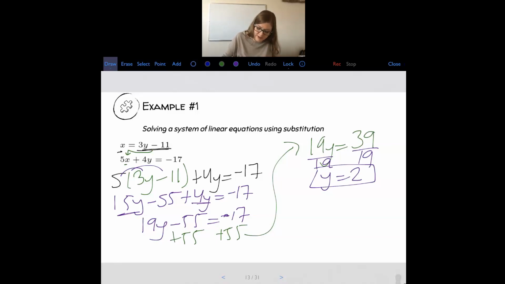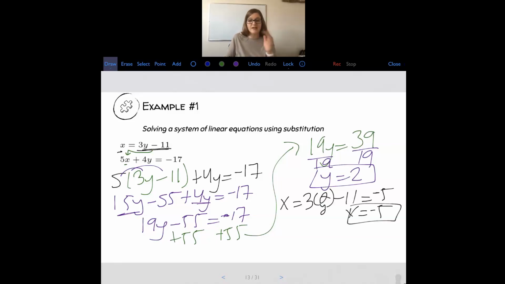I'd rather work with the top one because it'll give me x right away. So see, I've plugged 2 in for y, minus 11. So this would be negative 5. Okay, so I get x equals negative 5. So on the next slide, we'll write the solution and then we'll describe the system.